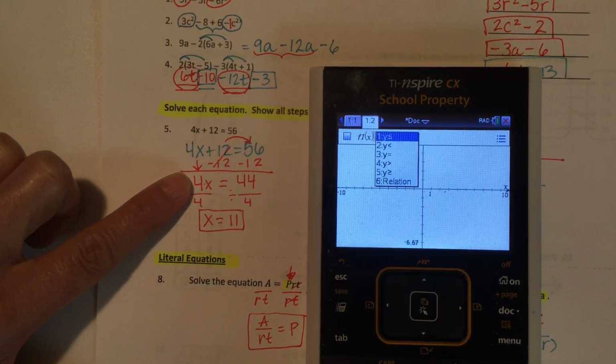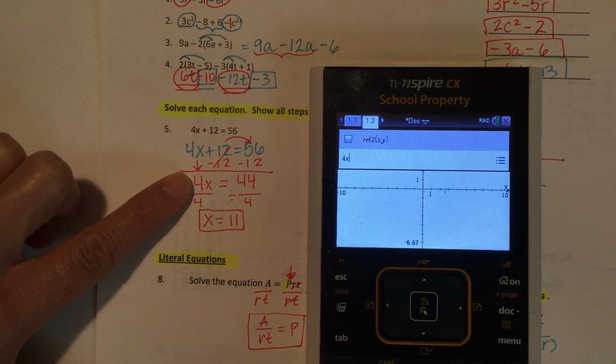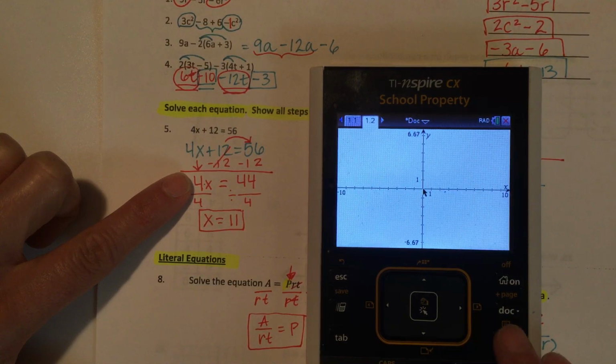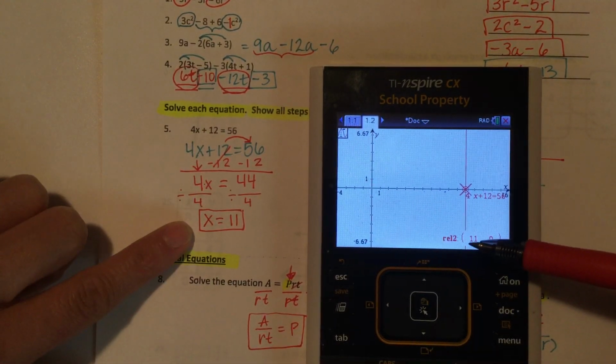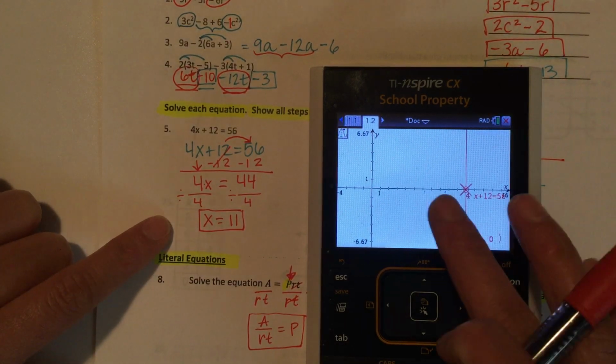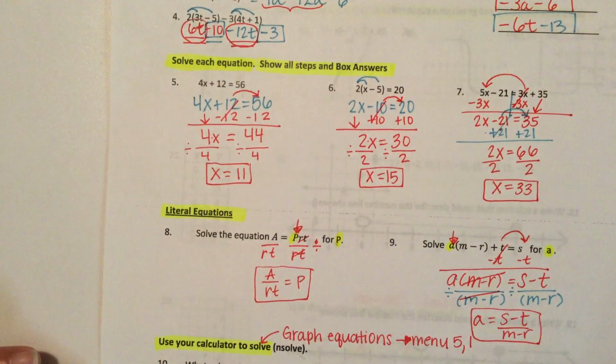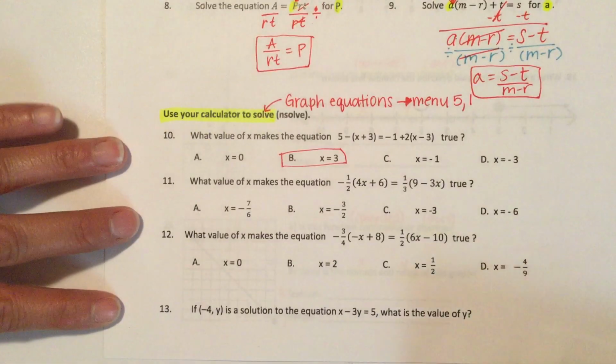So delete, choose 6. You can type in 4x plus 12 equals 56. Menu 5-1 should take you directly to your answer. X equals 11, and that's exactly the same answer. Okay, next, let's go ahead and go down to number 11.